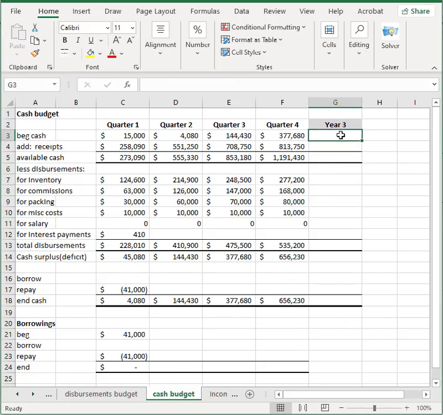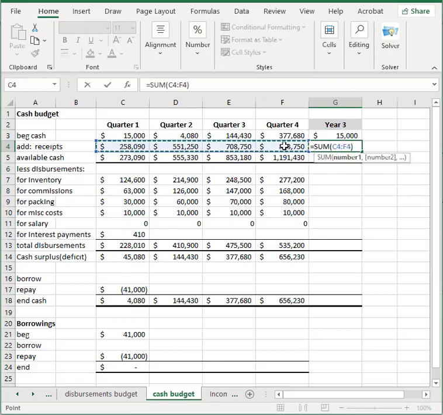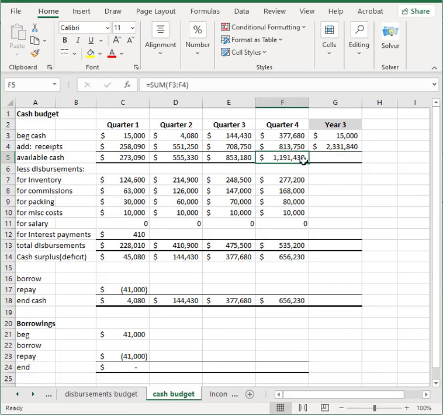Now for the whole year, we don't add everything up. The beginning cash for the year is not the sum of the beginning of all the quarters. We started the year with 15,000. We have receipts equal to these 4 numbers. And available cash is the formula. It's not the sum of the available cash in each of the quarters. It's the beginning plus the year's receipts.